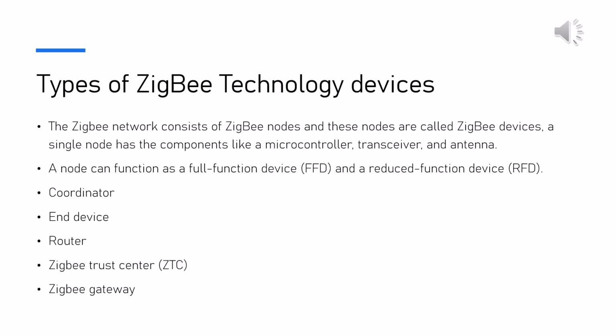So these are the types of Zigbee technology devices. Generally a Zigbee network consists of nodes, and these nodes are called Zigbee devices. A single node has components like a microcontroller, transistor, receiver, transceiver, etc. This node can function as an FFD, which is called a full function device, or an RFD, a reduced function device. Generally devices are categorized into two types, a physical type and a logical type. The physical devices are further classified into FFD and RFD.